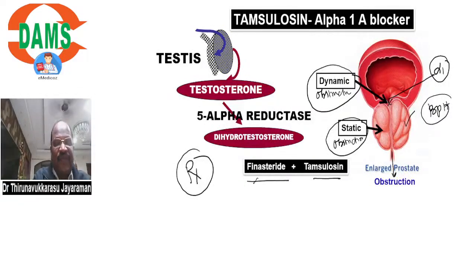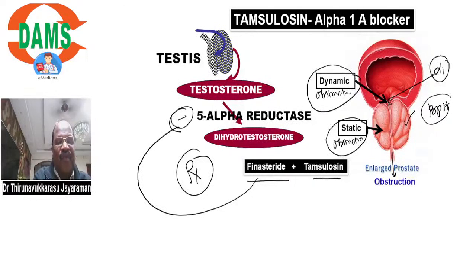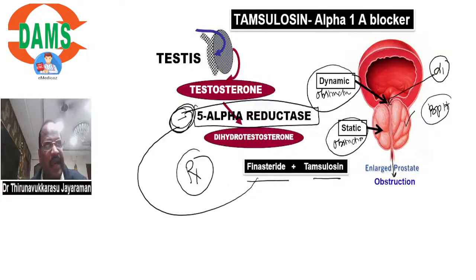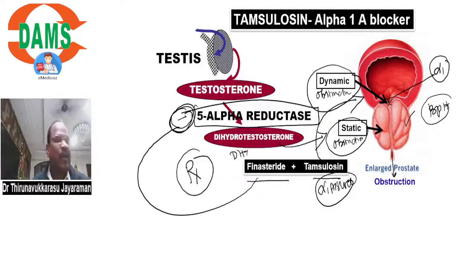What is finasteride? Finasteride is a 5-alpha reductase enzyme inhibitor, thereby inhibiting conversion of testosterone to dihydrotestosterone. The dihydrotestosterone, DHT, is the one that causes prostate enlargement. So, the static obstruction is relieved by finasteride. Finasteride reduces the size of the prostate, whereas tamsulosin is an alpha 1A blocker that is going to overcome the dynamic obstruction.